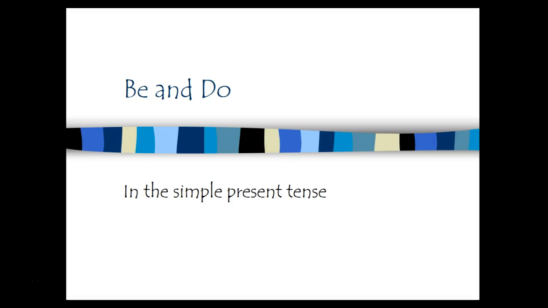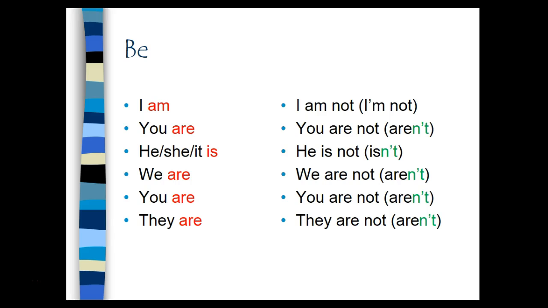Hello. Today I would like to talk to you about how to use be and do in the simple present tense. First of all, let's look at the verb to be. The verb to be is an exception to all the rules in English, and it is one of the most popular, most used verbs. We say that it's an exception because it has three different forms in the affirmative. So I am, you are, he, she, or it is, we are, you are, and they are.